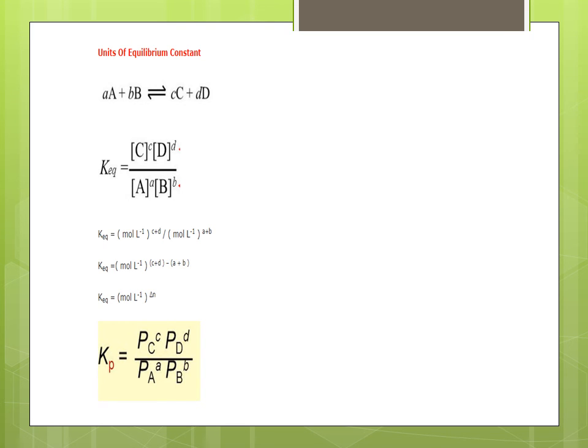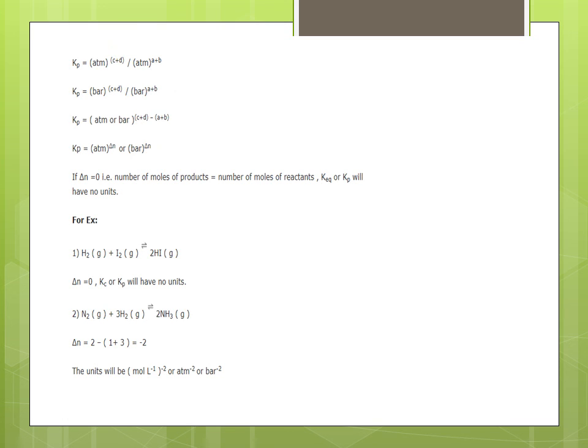So K will be equal to (mole per liter) raised to power delta n. Here we are using the formula of Kp again. Now Kp is equal to pressure in atmosphere of C and D divided by that of A and B. Now applying the formula, you will get Kp is equal to bar raised to power delta n. If delta n is equal to 0, that is, the number of moles of product is equal to the number of moles of reactant, then Kc or Kp will have no units.